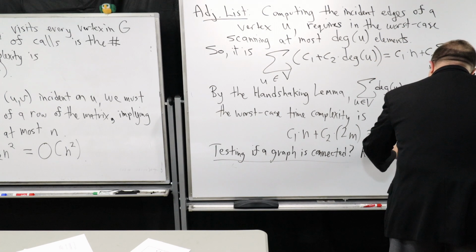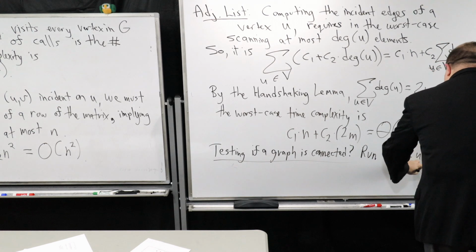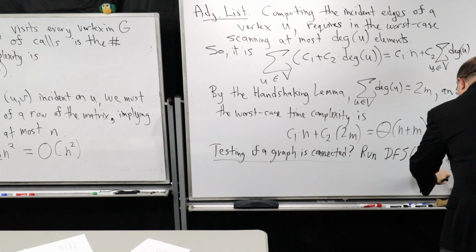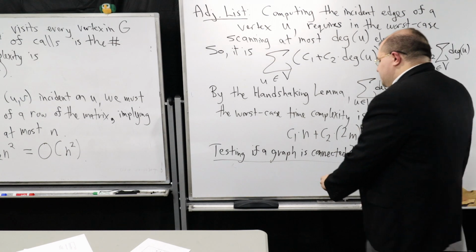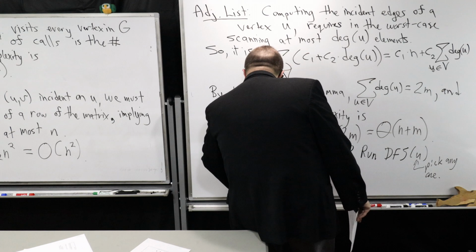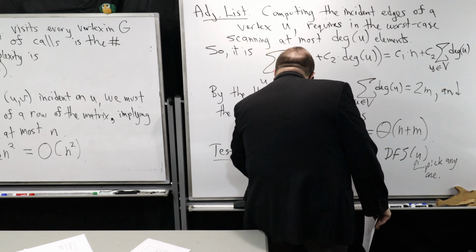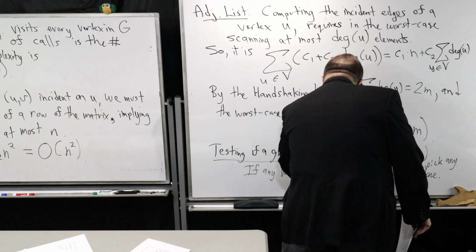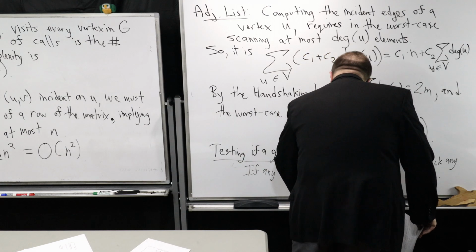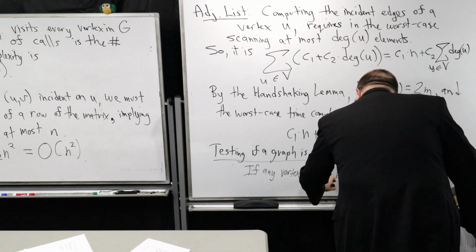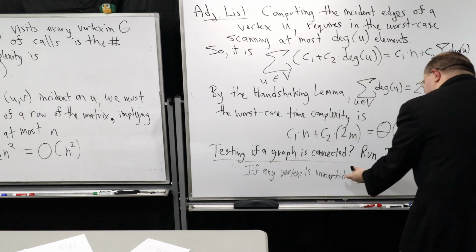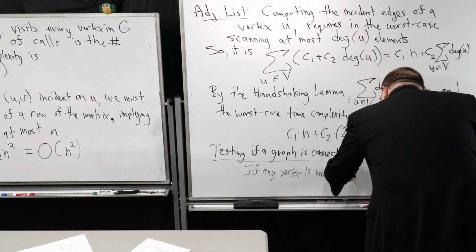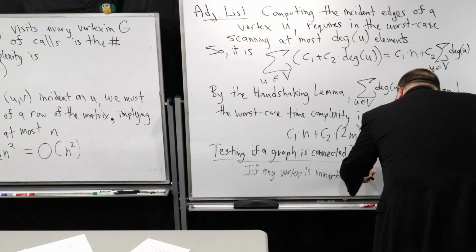So you just pick a vertex to start at. So run DFS. Just pick any one vertex. If any vertex is unmarked, sorry, this unmarked looks melted like it's in the microwave. And if any vertex is unmarked, what does that imply? It implies it's disconnected.